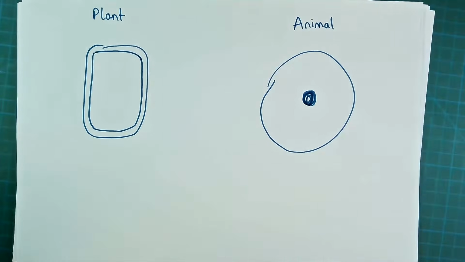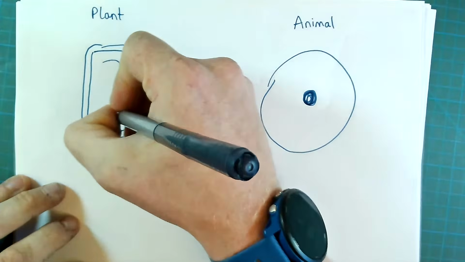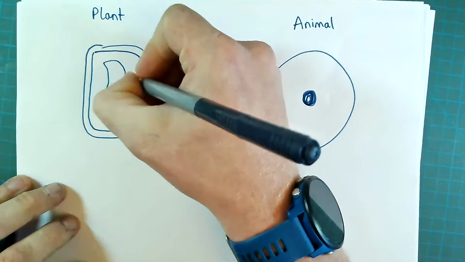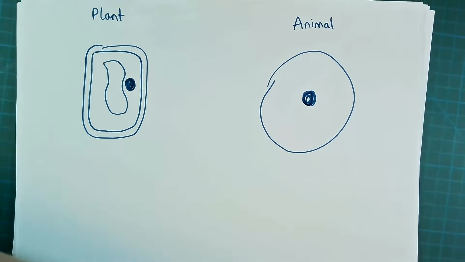Now, plant cells have a cell wall. That's the big giveaway. We've got our permanent vacuole. Look at that, lovely. Nucleus, I'll do that.